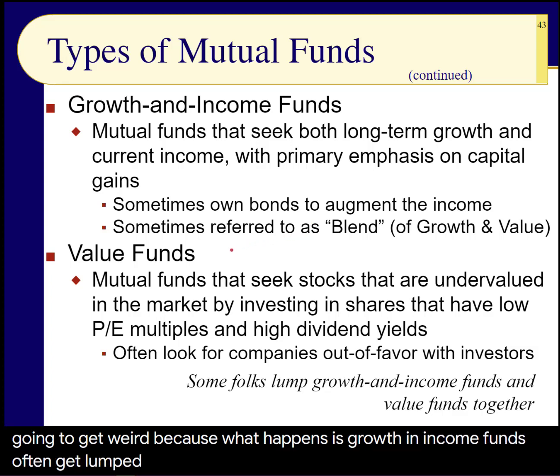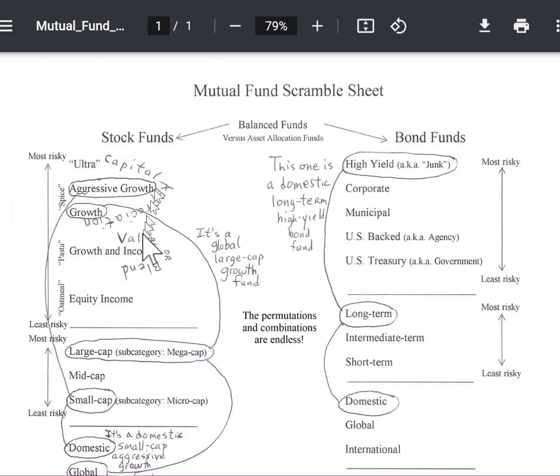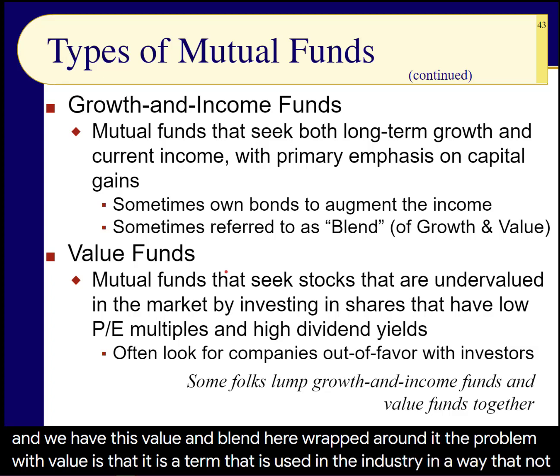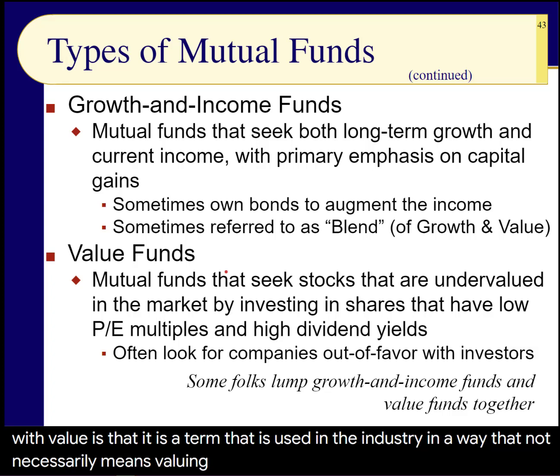Okay. Now, again, we're going to get weird because what happens is growth and income funds often get lumped into what are called value funds. Ooh, and that's why on the Scramble sheet, you see we have growth and income. Where is it? Growth and income. And we have this value and blend here wrapped around it. The problem with value is that it is a term that is used in the industry in a way that not necessarily means value, in my humble opinion.